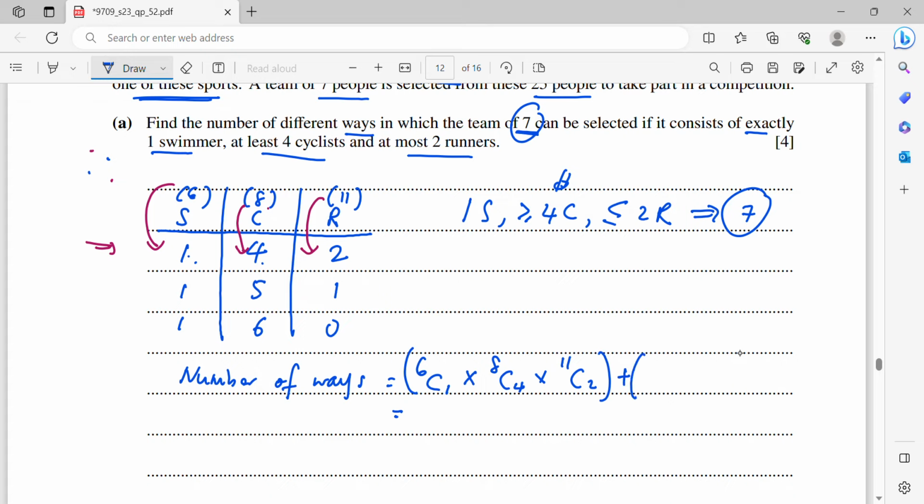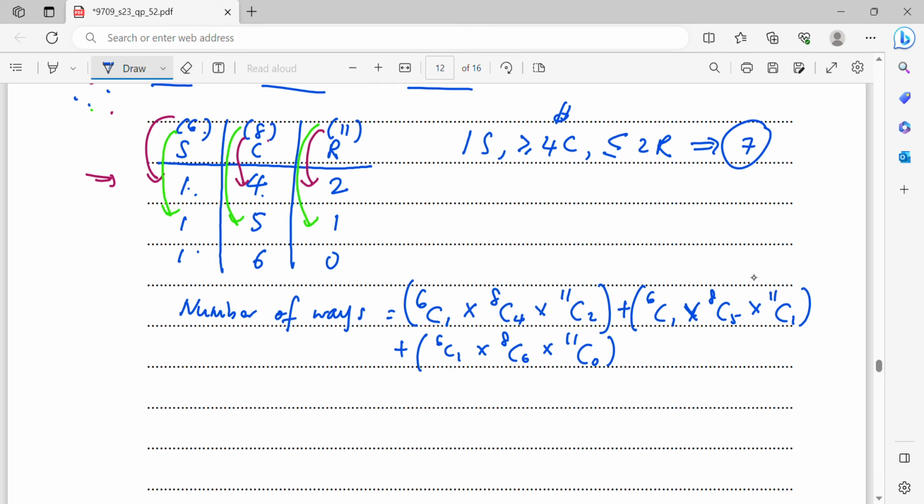The second combination is now 6 choose 1, 8 choose 5, 11 choose 1. So I will get 6C1, 8C5, 11C1. We use a times here. Plus is all. Now lastly, 6 choose 1, 8 choose 6, and 11 choose 0. So 11 choose 0, you can ignore it if you want. Here I will not write it because I already found 7 people.